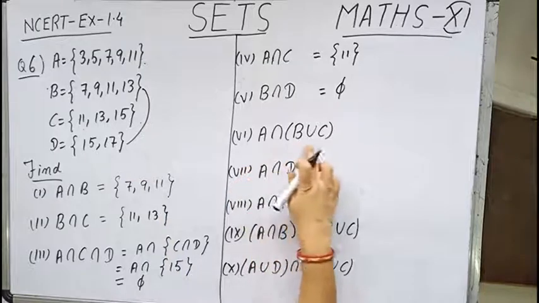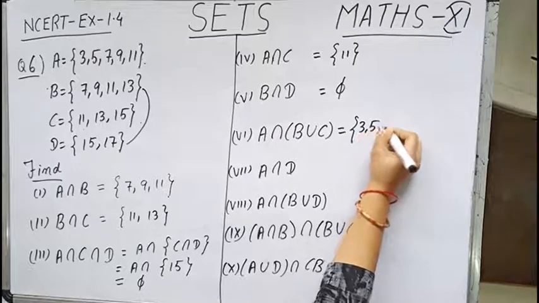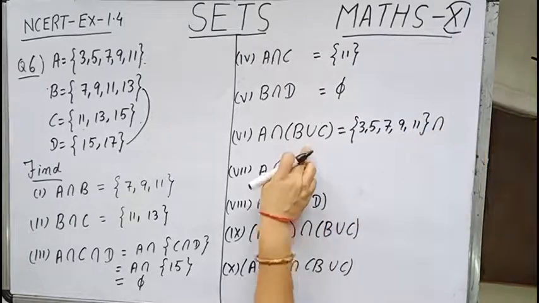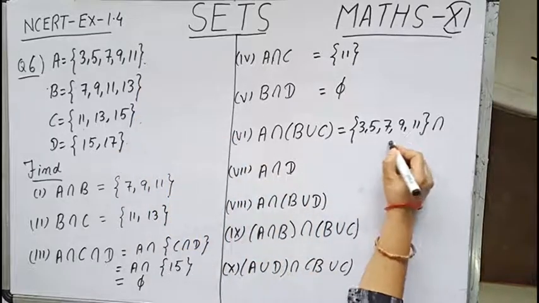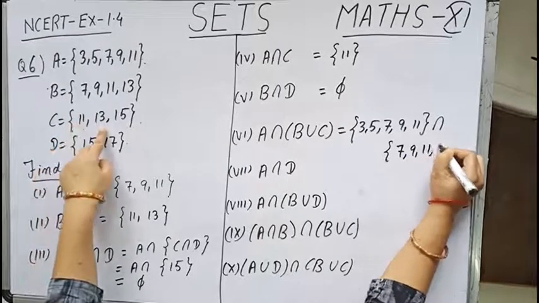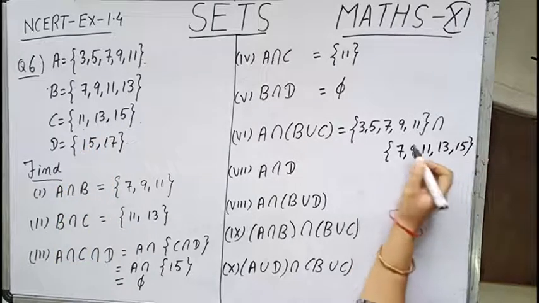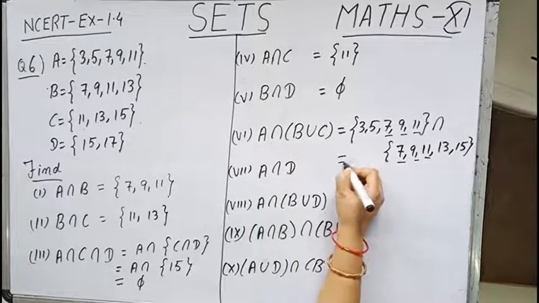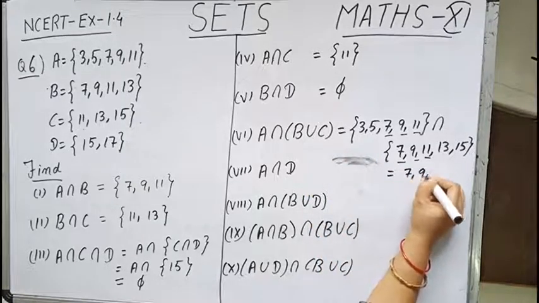Now A intersection, B union C. So this will be equal to A, which is 3, 5, 7, 9, 11, intersection B union C. B union C is the union of these two sets, which will be 7, 9, 11, 13 and 15. And the intersection of these two, we will find the common elements 7, 9, 11. So this equals 7, 9, 11.